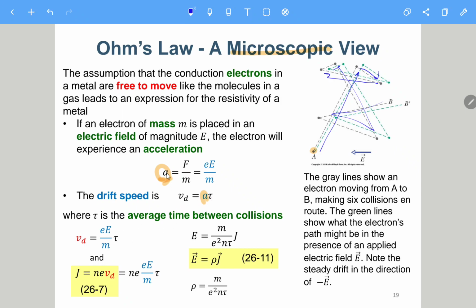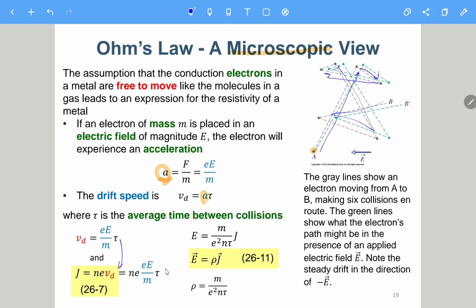Okay, so next we can plug a in here. So we have eE over m times tau. This is v_d. And previously we also have J equals nev_d. So we can plug this into here, so we have ne times eE over m and then times tau.